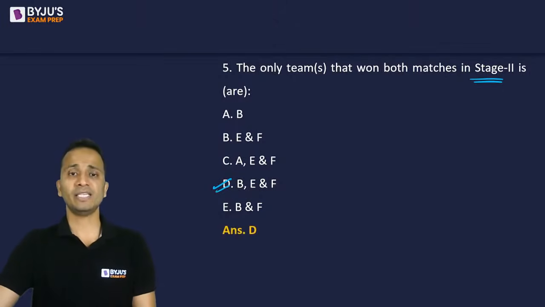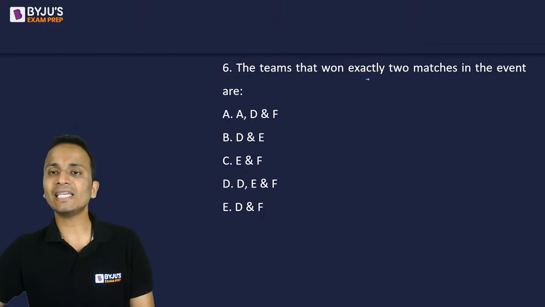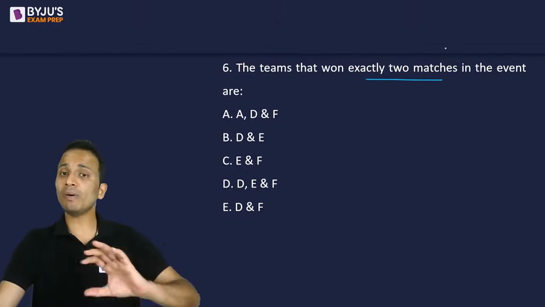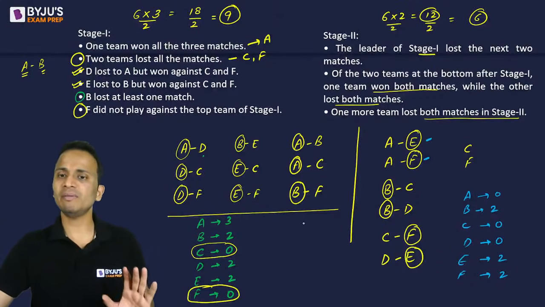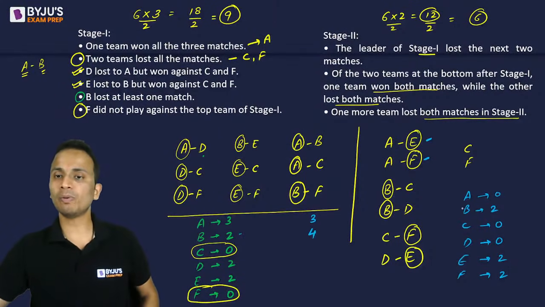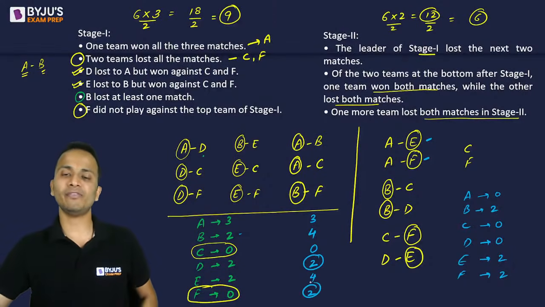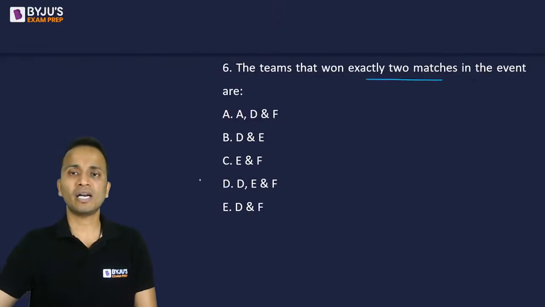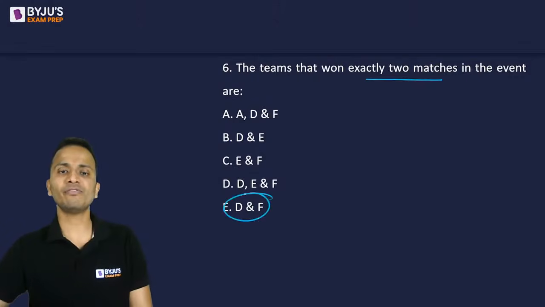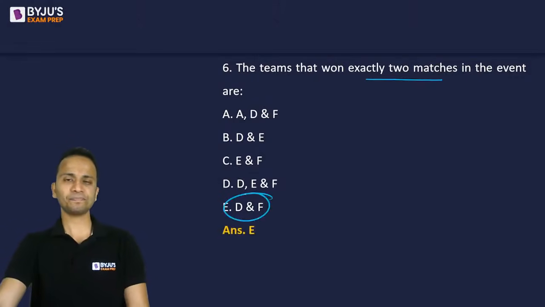Okay? Alright. Next question. The teams that won exactly 2 matches in the event. Exactly 2 matches in the entire event. So I'll go back. A has won a total of 3 matches. B has won a total of 4 matches, 2 plus 2. C has won 0 matches. D has won 2 plus 0, 2 matches. E has won 4 and F has won 2. So it is D and F. In the entire event, Team D and Team F have won a total of 2 matches. D and F. The correct answer will be option E.